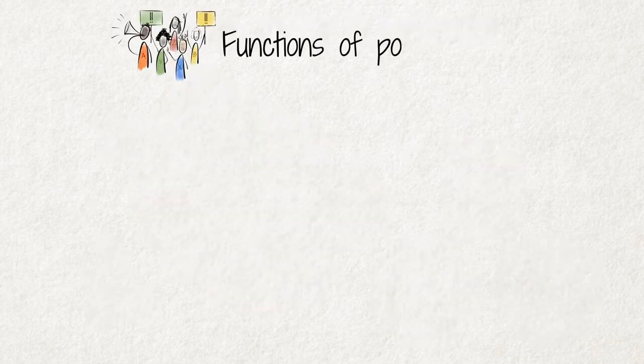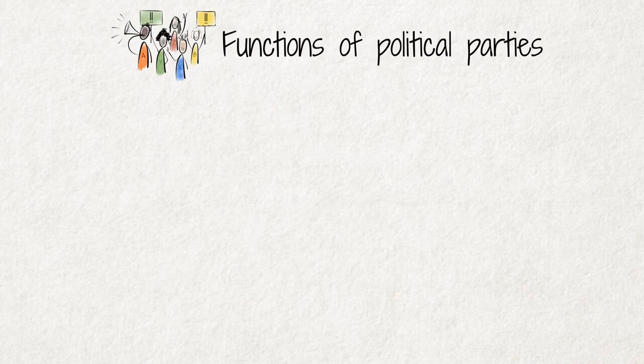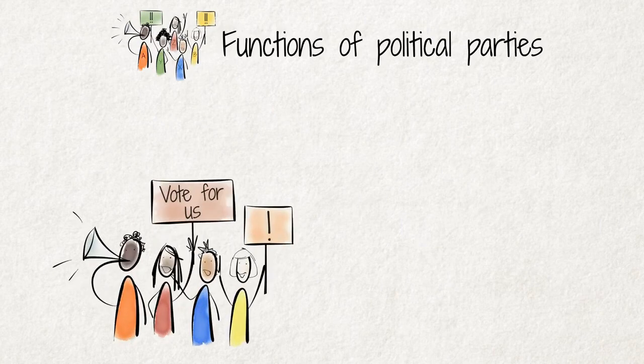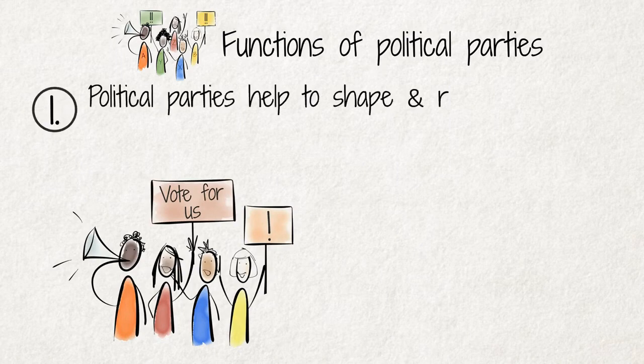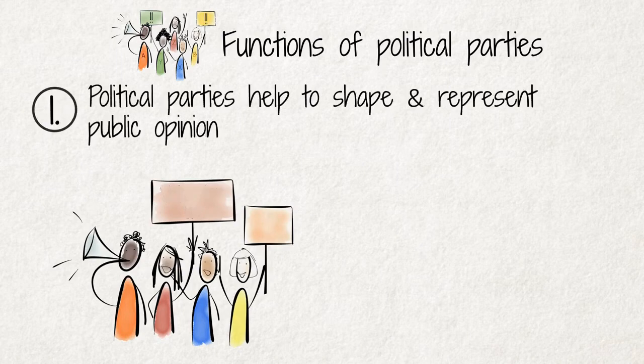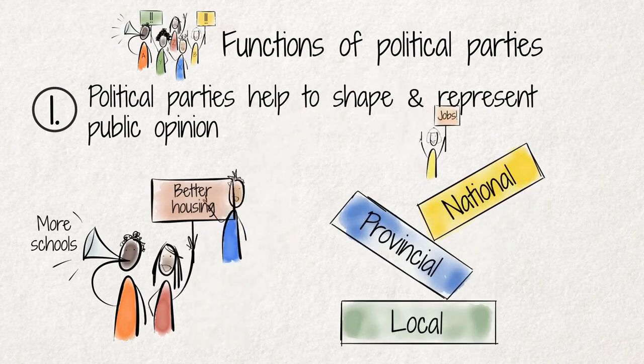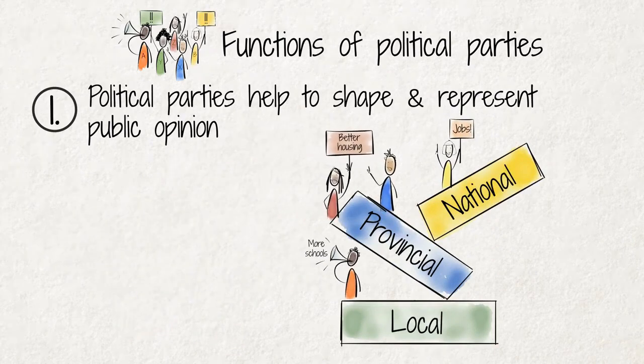Various functions of political parties. During elections, many political parties campaign and compete for power. However, political parties do more than just contest elections. Political parties help to shape and represent public opinion. Political parties articulate the needs and concerns of citizens, such as better housing, more schools, or jobs. They organize and represent these concerns at a regional and/or national level.